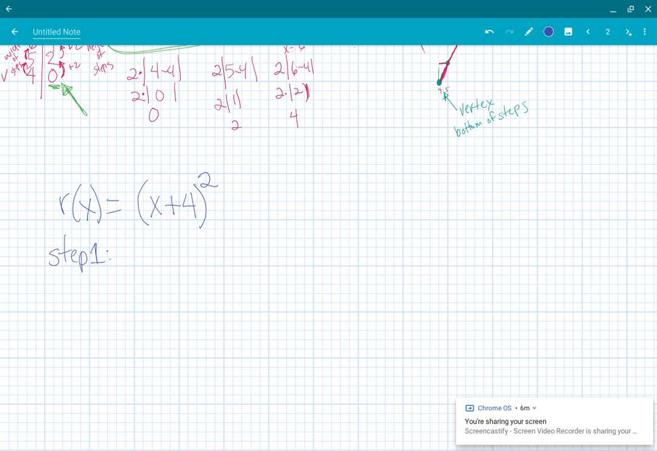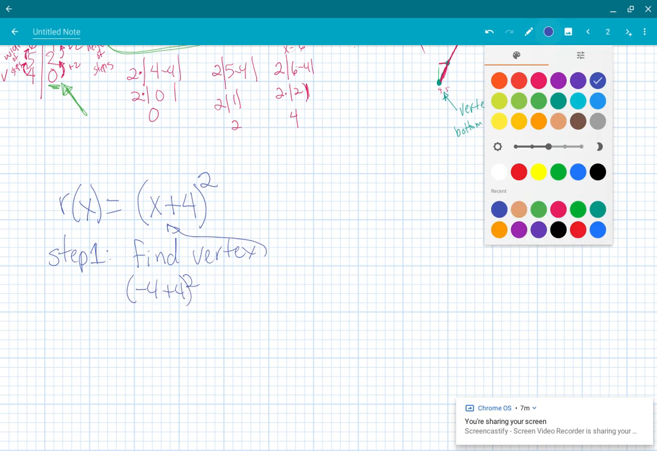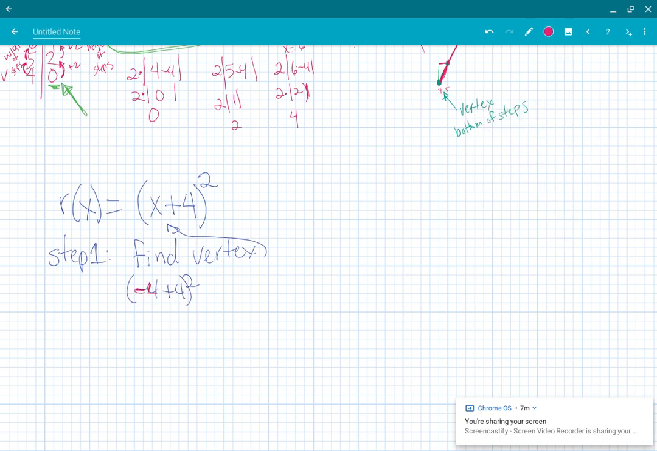To make the number inside a 0, it'd be -4. Exactly. So we're going to find the vertex, and that number is going to be -4. So that's going to be -4 plus 4, squared. And what is -4 plus 4 squared? That's going to equal 0 squared, and that's going to equal 0. So that's our table, right? -4 gives you 0. This is the lowest. This is the bottom of steps, right?